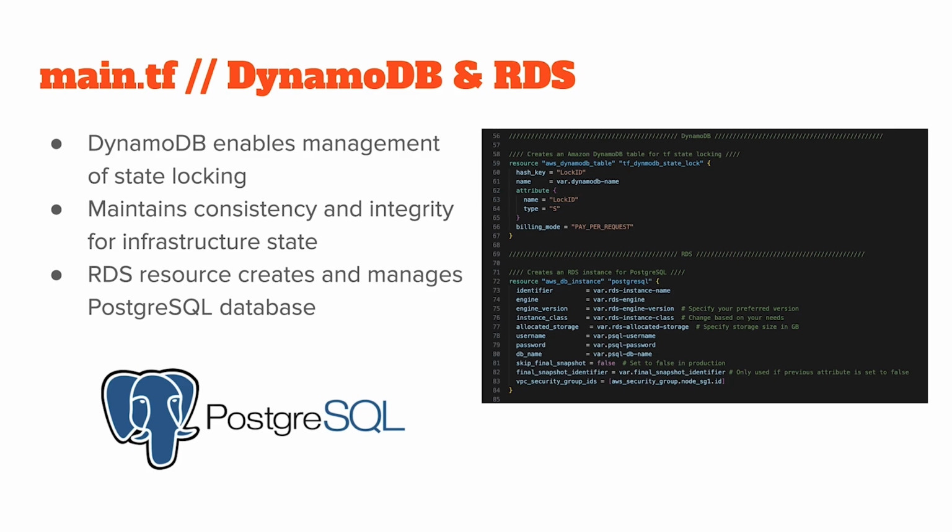We also have a DynamoDB resource that enables us to manage our state locking. This ensures we maintain consistency and integrity for the infrastructure state, preventing one team member from making concurrent changes while another teammate is changing something. Our RDS resource is responsible for creating and managing our PostgreSQL database instance on AWS for our application.